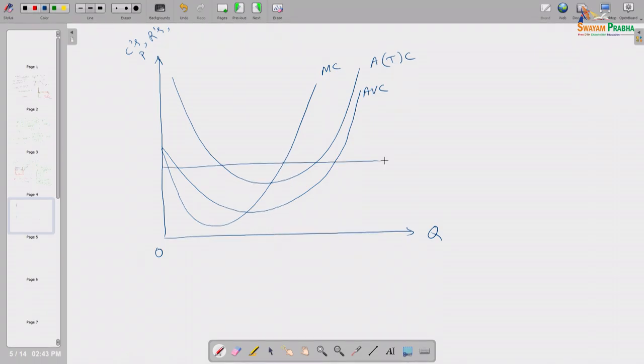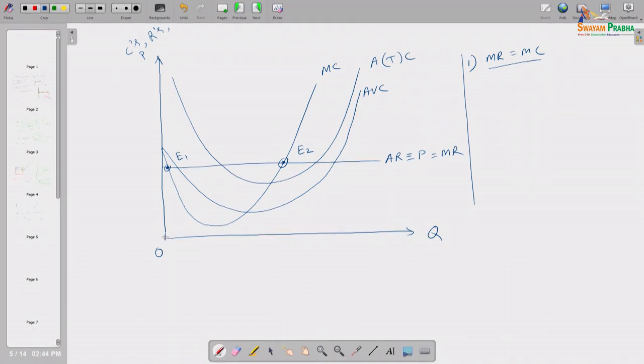Suppose this is the price line, which is basically average revenue, identical with price, equal to marginal revenue in this market. Look at here, what is happening? If this is the market price situation, two points are there, here and here. So suppose this is the E1 point and this is the E2 point. At both E1 and E2, the first order profit maximizing condition, MR equals MC, is satisfied.